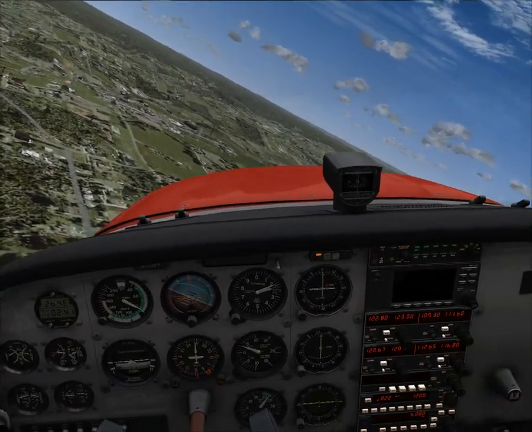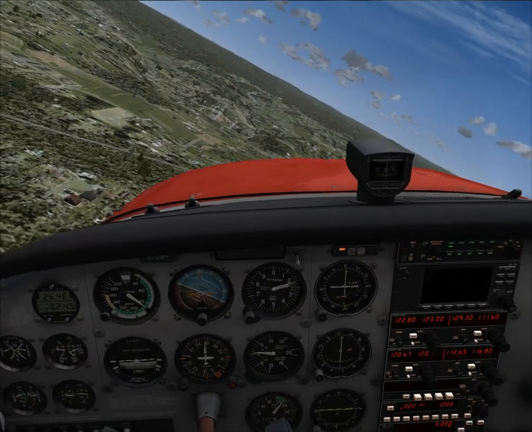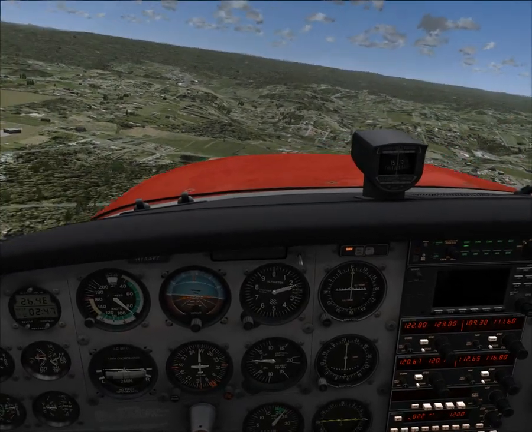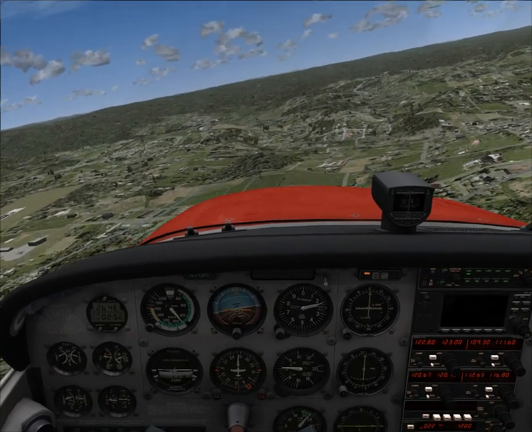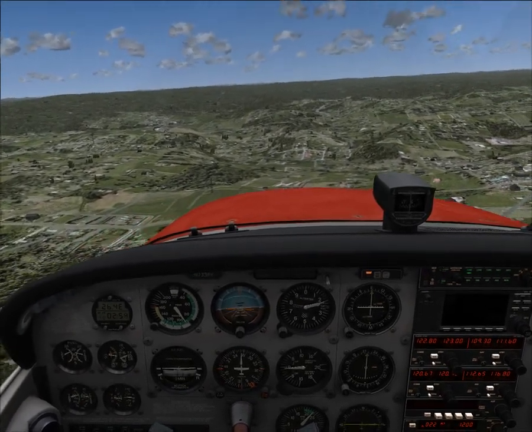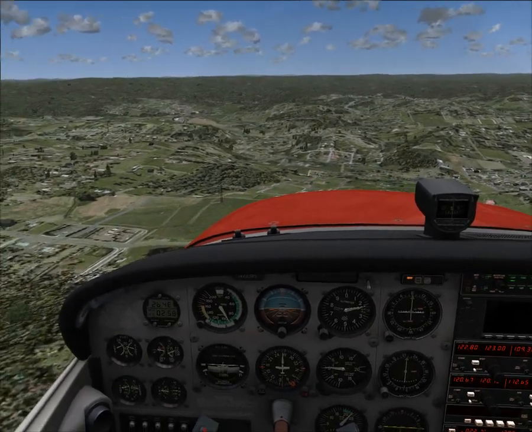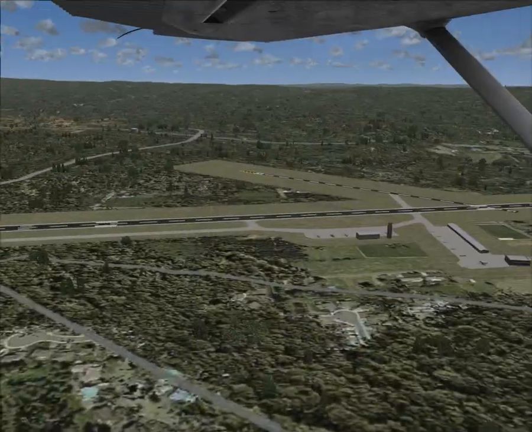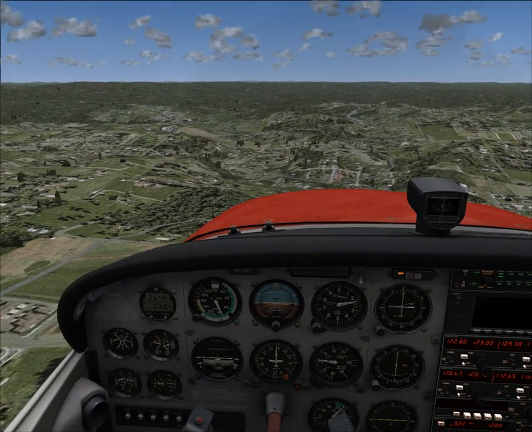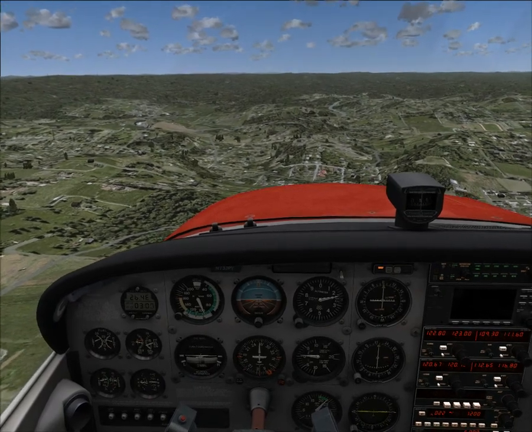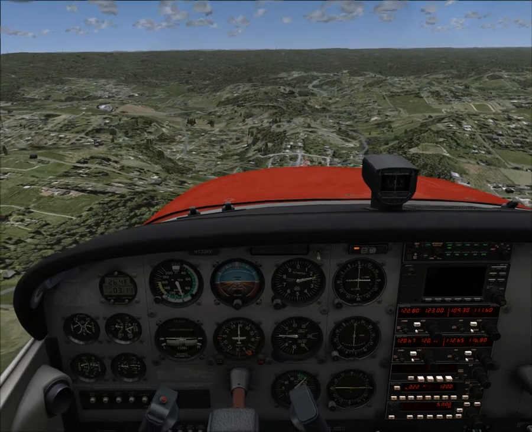Typically the traffic pattern altitude is done at 1,000 feet above ground, so my field is roughly about 1,050 feet or so. I'm sorry, 1,150 feet. And so the traffic pattern altitude here is done at 2,200. It's not always the case. You always want to check the airport and facility directory to make sure that you're flying at the right traffic pattern altitude, because it could be lower, it could be higher, depending on the situation.